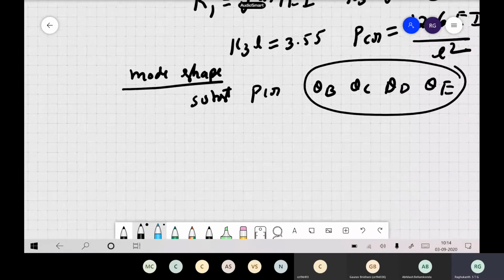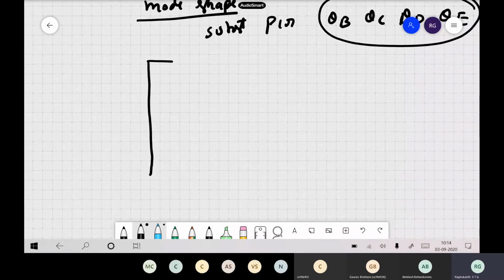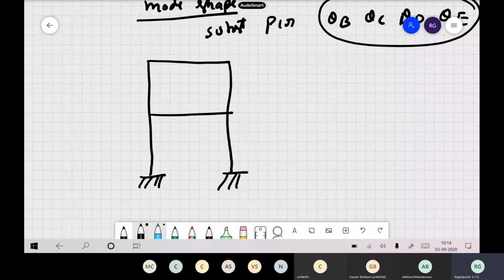Now this frame, how is it going to buckle without even doing the problem? Can you find out what type of mode shape it will be? Because of symmetry and other things, how is this going to buckle? How can you draw the mode shape here for this problem?